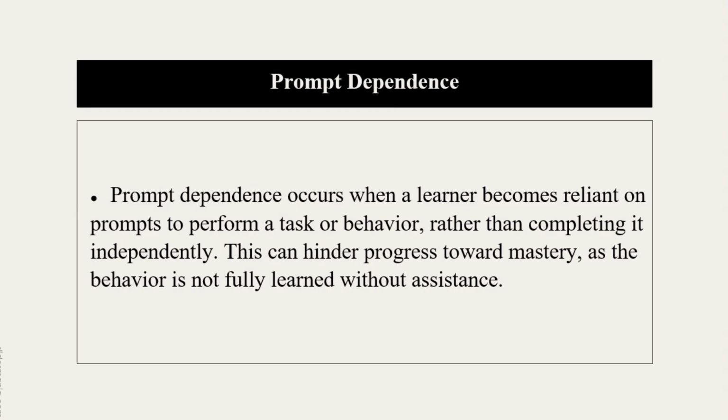Prompt dependence occurs when a learner becomes reliant on prompts to perform a task or behavior rather than completing it independently. So basically this can hinder progress toward mastery because the behavior is not fully learned without any assistance, so we cannot say that it has been mastered.